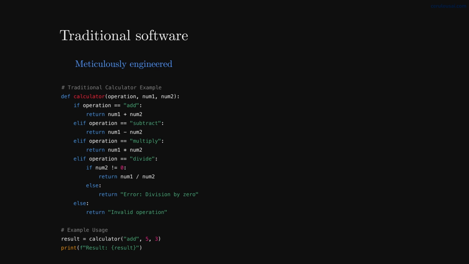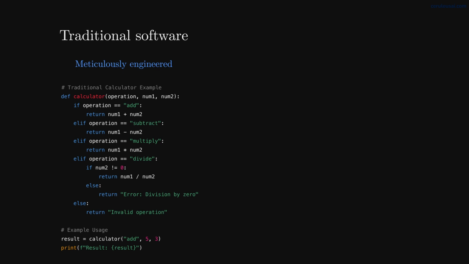For example, imagine a simple calculator. If the user presses the plus button, you add two numbers. If they press divide, you divide them. Every possible action is laid out in advance. That works great for certain tasks, but it hits a wall once your problem gets complicated.